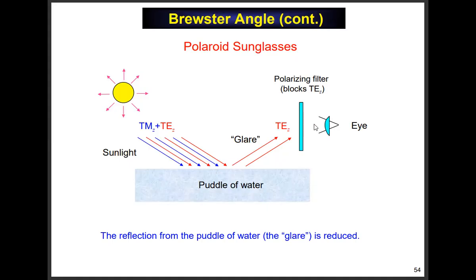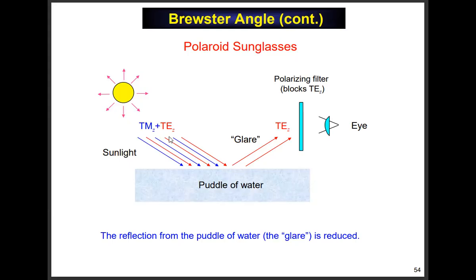Or I guess the optical term is specular reflection. Remember, there's a law of reflection. So the wave coming in and the reflected wave make equal angles to vertical, right? And if this is a pretty good reflecting puddle of water, you're going to see a blinding light when you look at it. And the purpose of the polarized sunglasses is to try to reduce that glare.